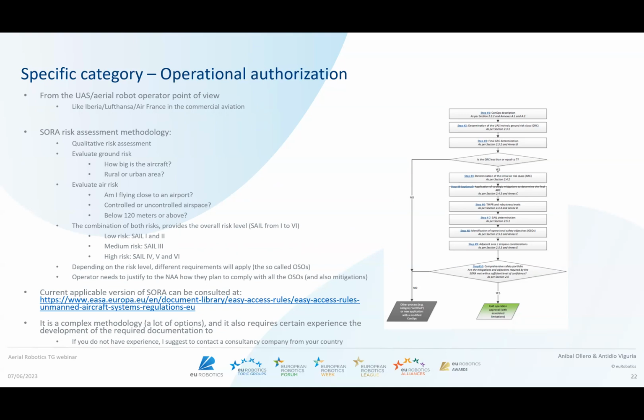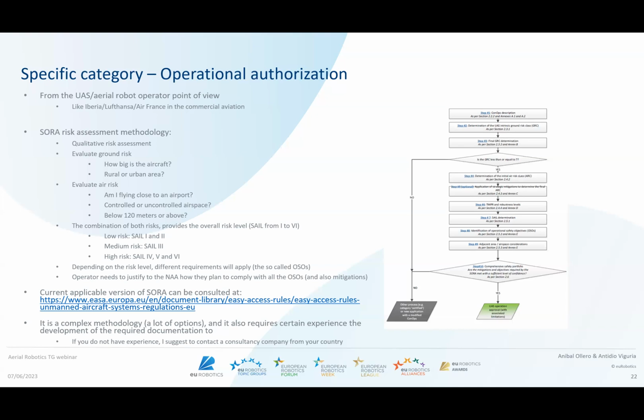On the other side, you evaluate the air risk: am I flying close to an airport, am I flying in controlled airspace, am I flying below 120 meters. Then you have some numbers with the risk for the ground and the air. Then you combine the risks and get an overall risk level of the operation, which is called a SAIL. There are 6 levels from 1 to 6. Low risk is usually SAIL 1 and 2, medium risk is SAIL 3, and high risk is 4, 5, and 6.